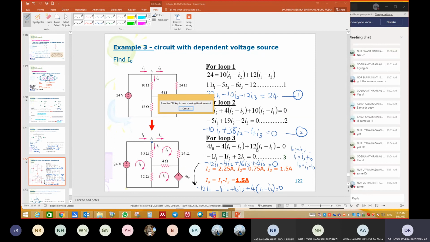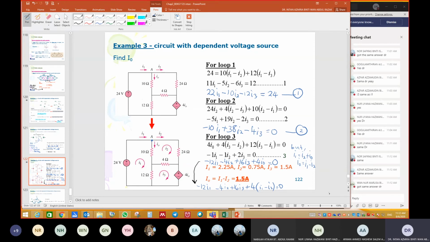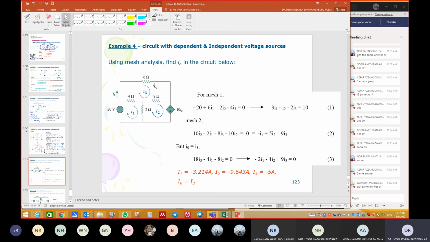Okay, same. How about others? Same answer. Okay, no need to simplify to positive I and negative I1 like this, okay? Got same answer. Okay, the next example.